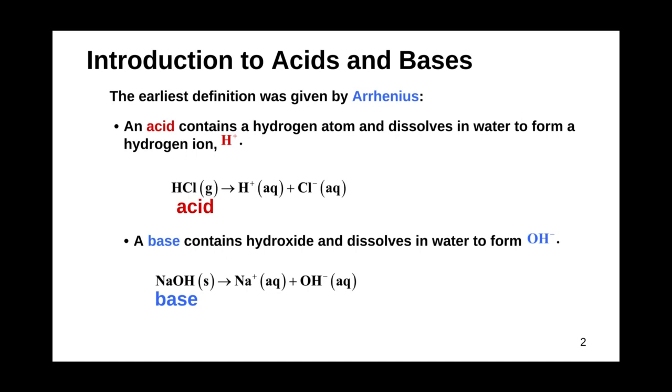Arrhenius' definition of an acid was anything that contains a hydrogen atom and dissolves in water to form a hydrogen ion, i.e. a positively charged hydrogen or just a proton. So we can look at Arrhenius' definition for an acid. Hydrochloric acid dissociates into a hydrogen ion in aqueous form and a chloride ion, also in aqueous form. Now a base, according to Arrhenius, of course, contains hydroxide and dissolves in water to form a hydroxide ion.